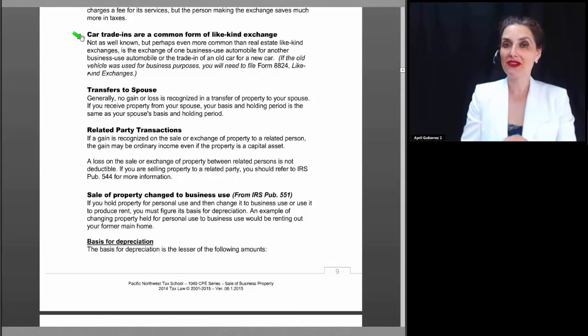And if the car that you're trading in was used for business purposes, and the car that you're acquiring is also going to be used for business purposes, now you have a like-kind exchange. And you would report that like-kind exchange on Form 8824 for like-kind exchanges.